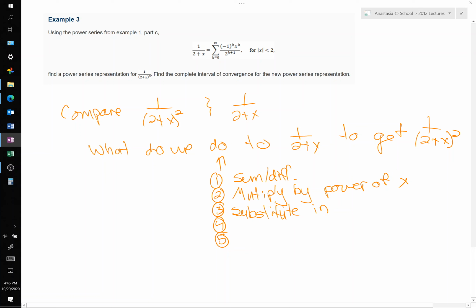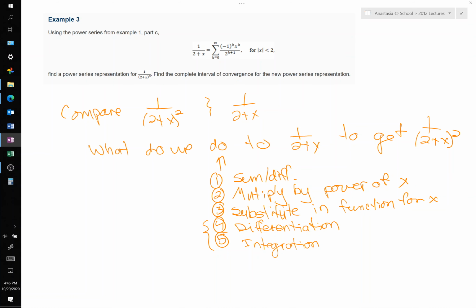Substitute in a function for x. The fourth one is differentiation. And the last one is integration. Now, as I already said, in this lecture we are concentrating on differentiation and integration. But in general, you would need to go through a checklist.